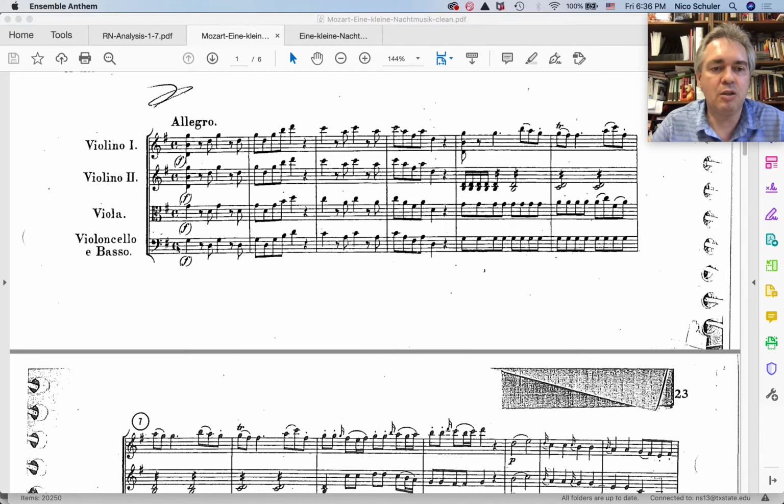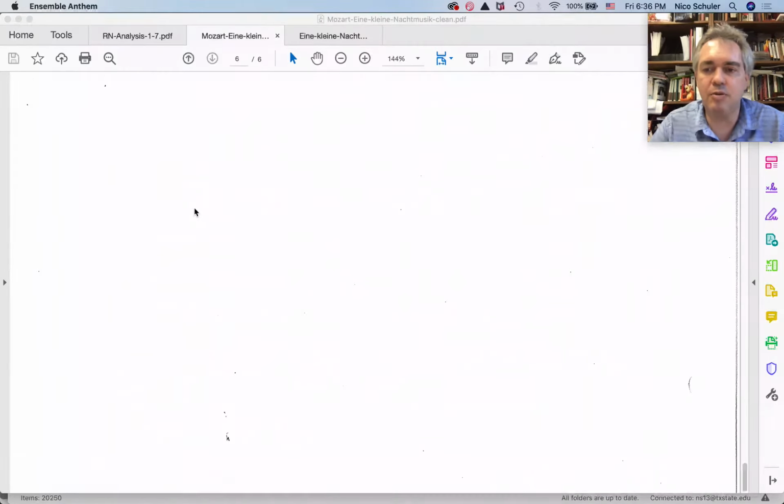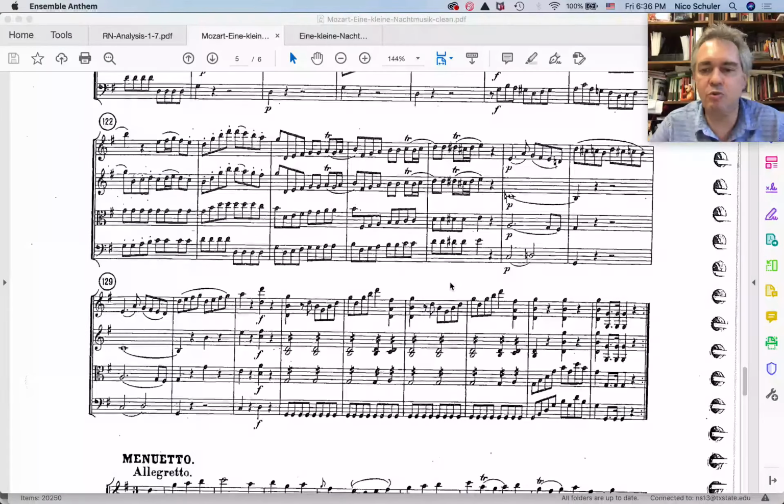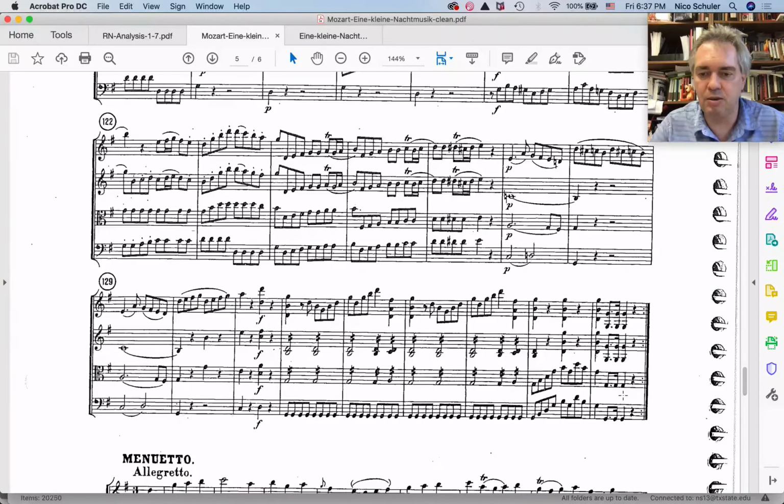So here, this piece is in G major. It has the key signature for G major, and we also see that it starts in G. And if we go to the very end of this movement, we can see it ends in G as well, right here.